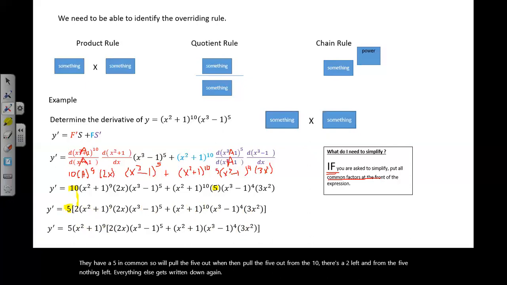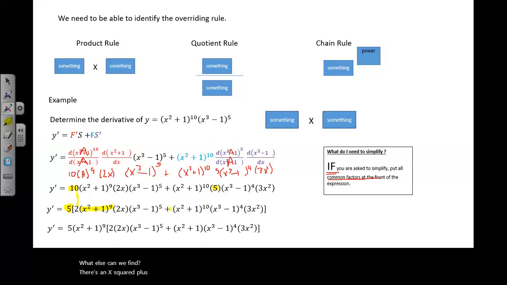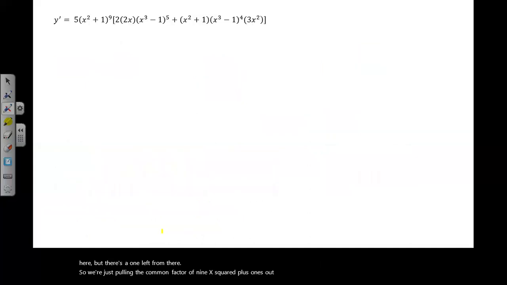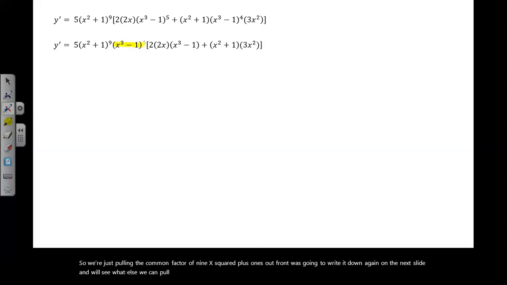What else can we find? There's an x squared plus 1 to the 9 and an x squared plus 1 to the 10. They each have 9 in common. So you'll see that they're all gone from here, but there's a 1 left from there. So we're just pulling the common factor of 9 x squared plus 1's out front. I'm just going to write it down again on the next slide, and we'll see what else we can pull out. We can pull out 4 of these.